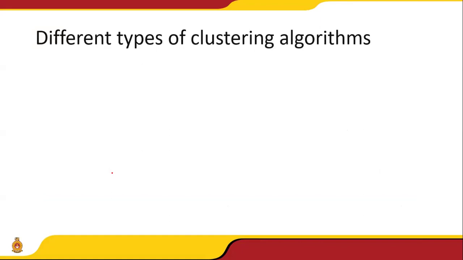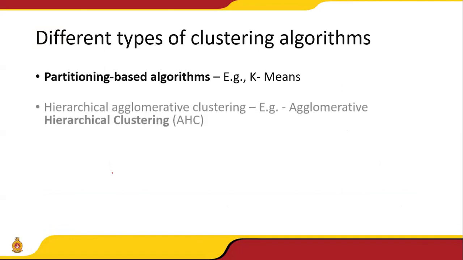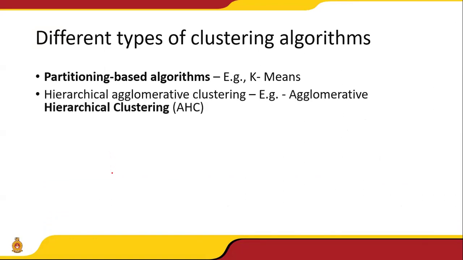Somehow we come to an interesting part: different types of clustering algorithms. We have partitioning based algorithms like k-means. We have hierarchical agglomerative clustering. Basically, partitioning means we divide the data into different kinds of partitions. Hierarchical clustering is a different aspect. Likewise, we have different aspects to be discussed, but we scope down to partition based algorithms and hierarchical clustering for your subject.